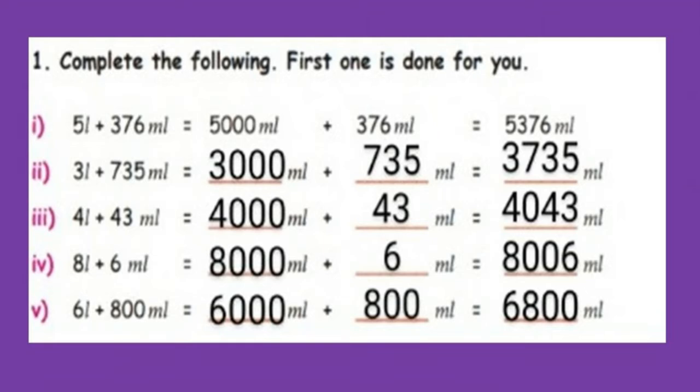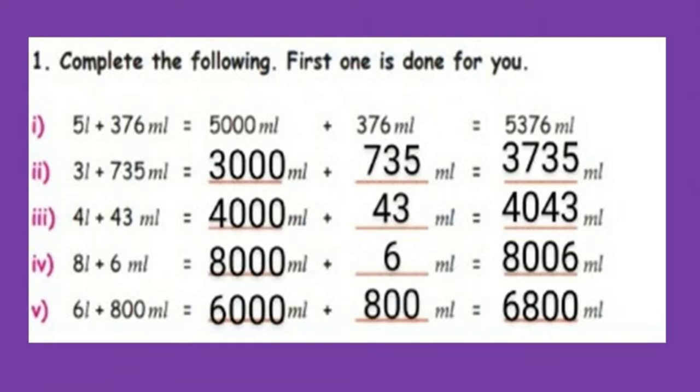5 into 1000. We already know the formula that 1000 milliliter is equal to 1 liter. So we have to multiply 5 into 1000 to get 5000 milliliter and add the remaining milliliter, that is 376. We get 5376 milliliter. In the same way, we can calculate all the problems.